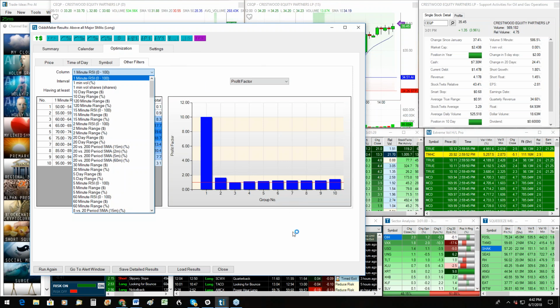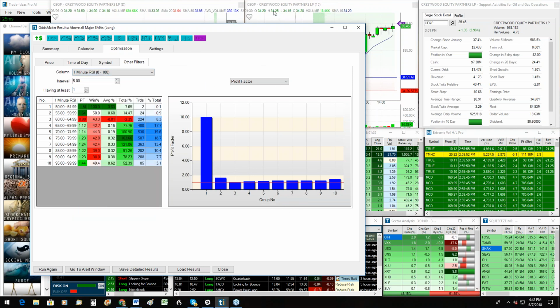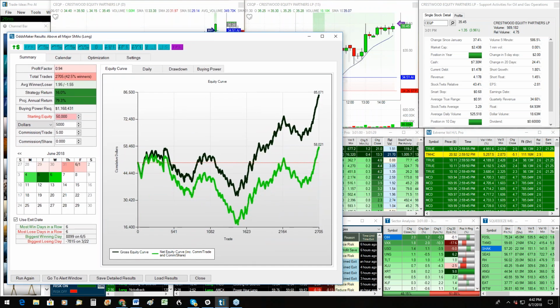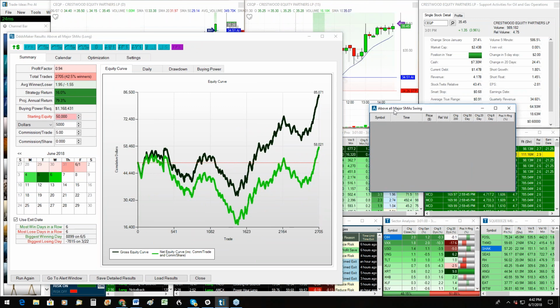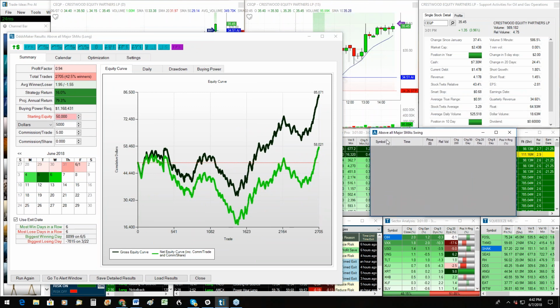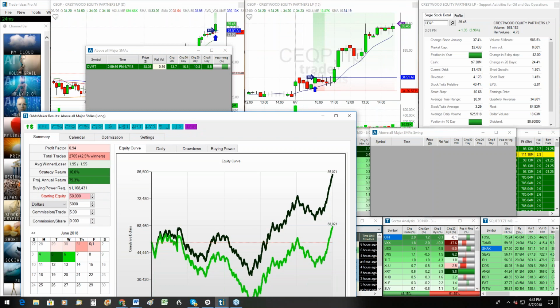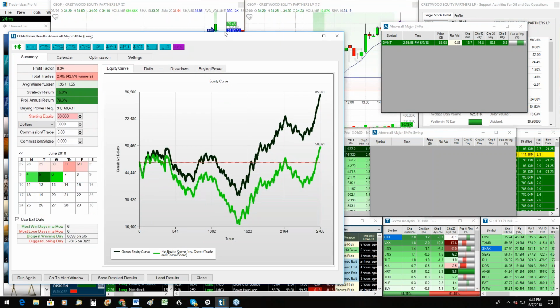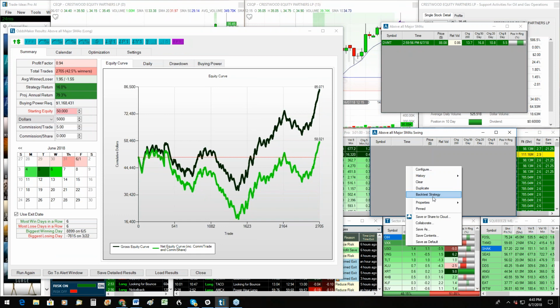So I'm going to show you what I did. I'm going to show you the results, so let's put this back on summary. All right, now this is the optimized version. Above, I called it above all major SMA swings. That one's hiding right there. Let's put it right there. And let's just take a look at the module, make sure everything's pretty much the same.